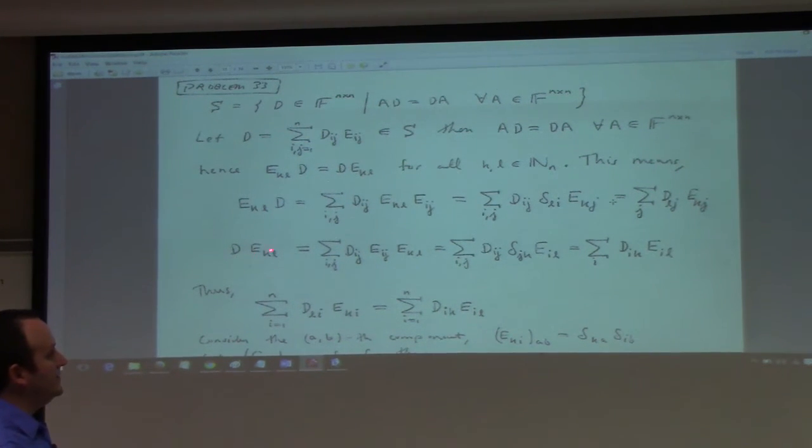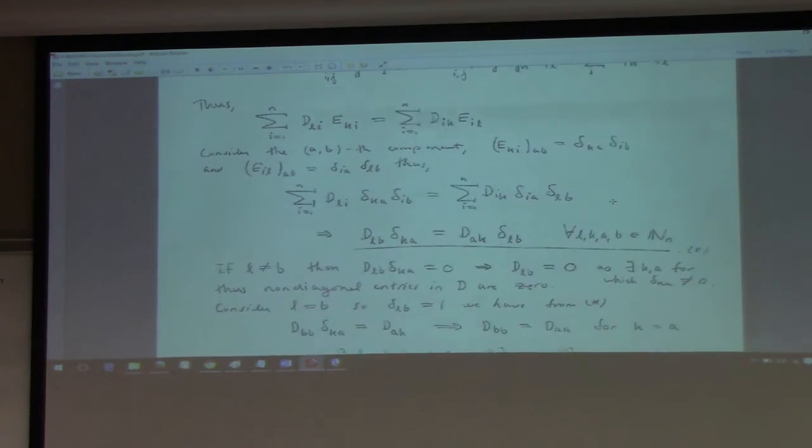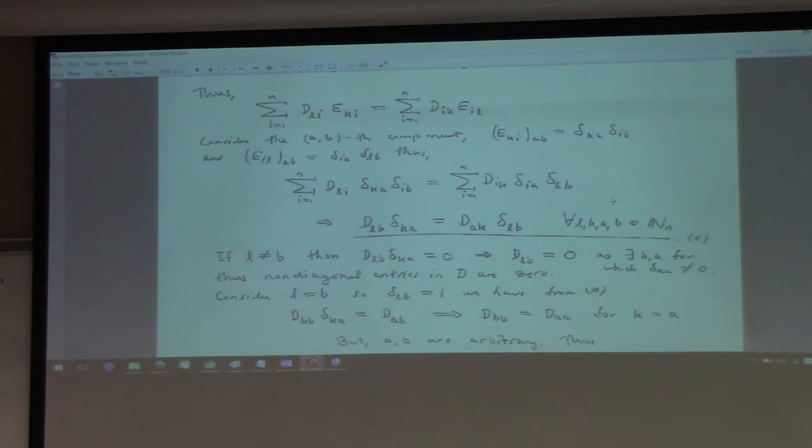These have to be equal, but I can multiply the expansion for D in terms of the matrix units, like so. This simplifies to Kronecker delta L_i E_KJ. This simplifies to Kronecker delta J_K E_IL. So I've got this is equal to that, which is pretty sweet, because it does a weird thing. It relates rather different components of D in this way. And then I look at the a,b-th component of that to try to get an actual honest to goodness equation here.